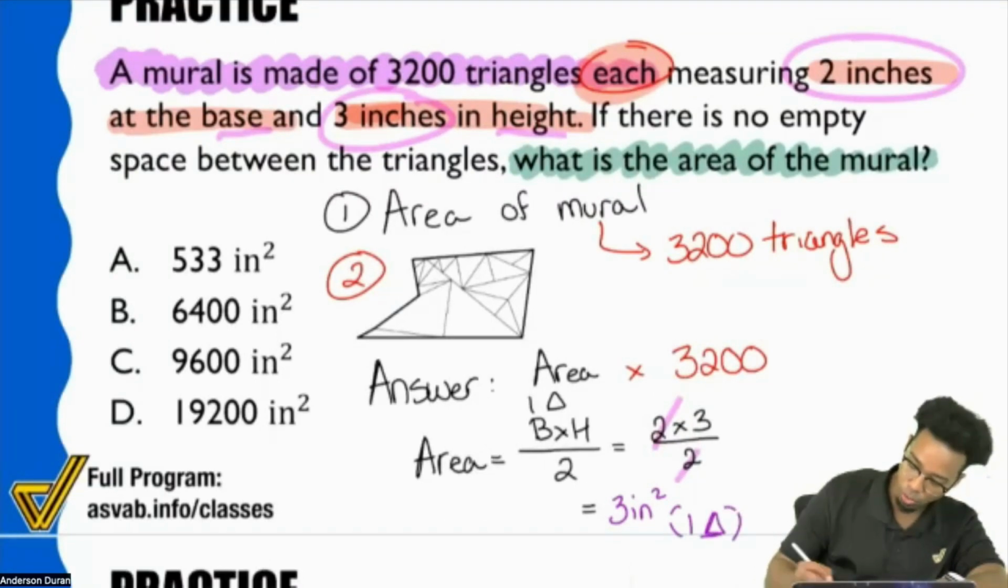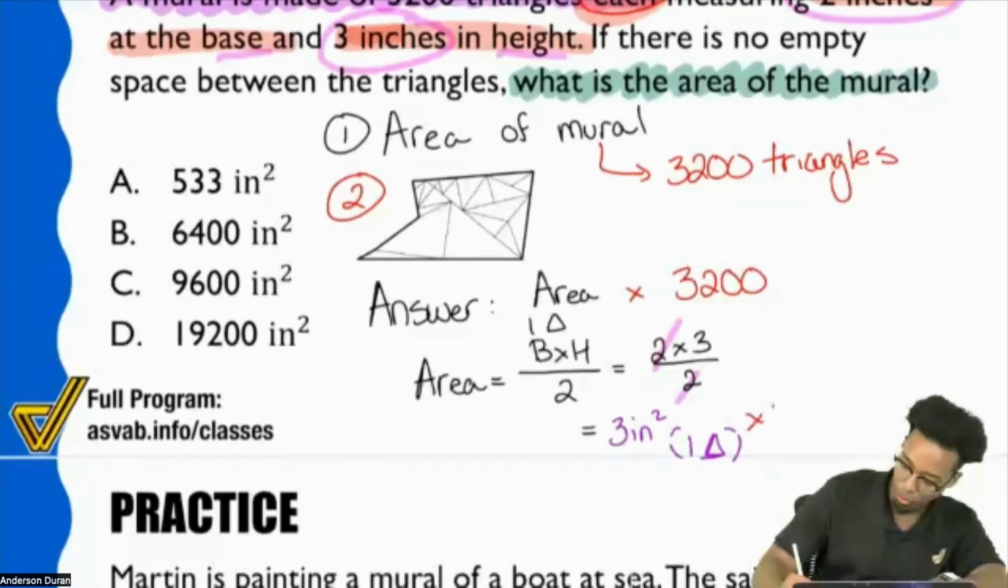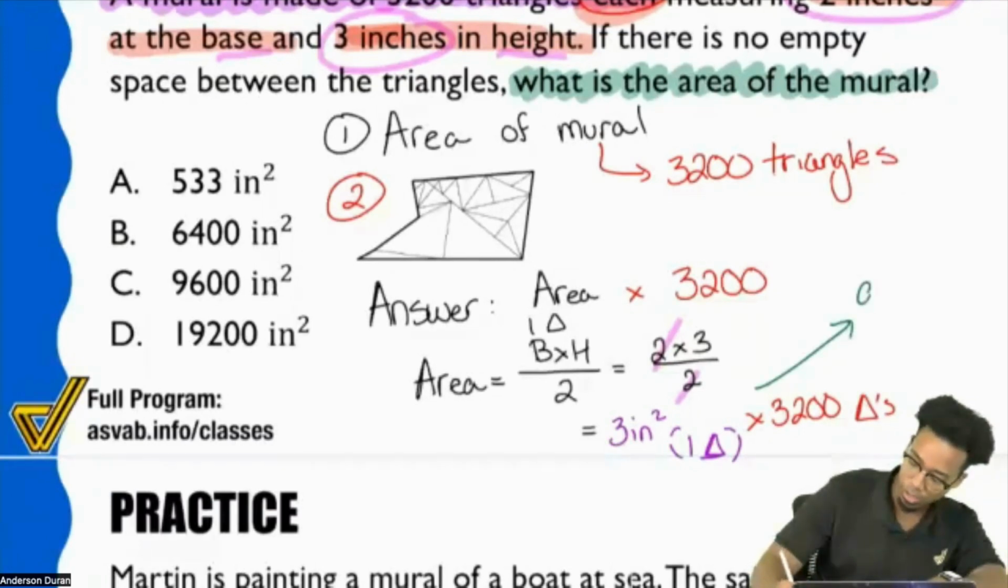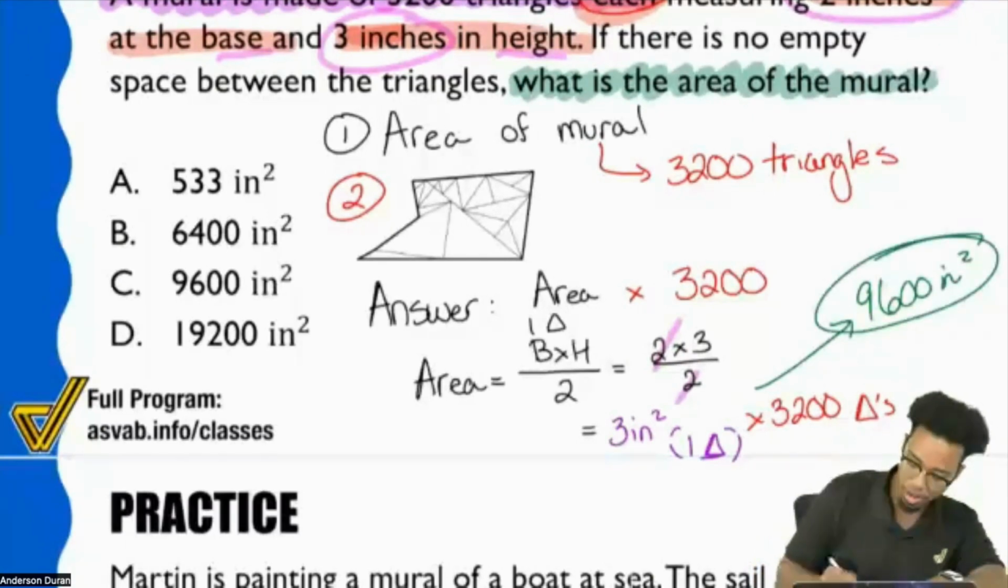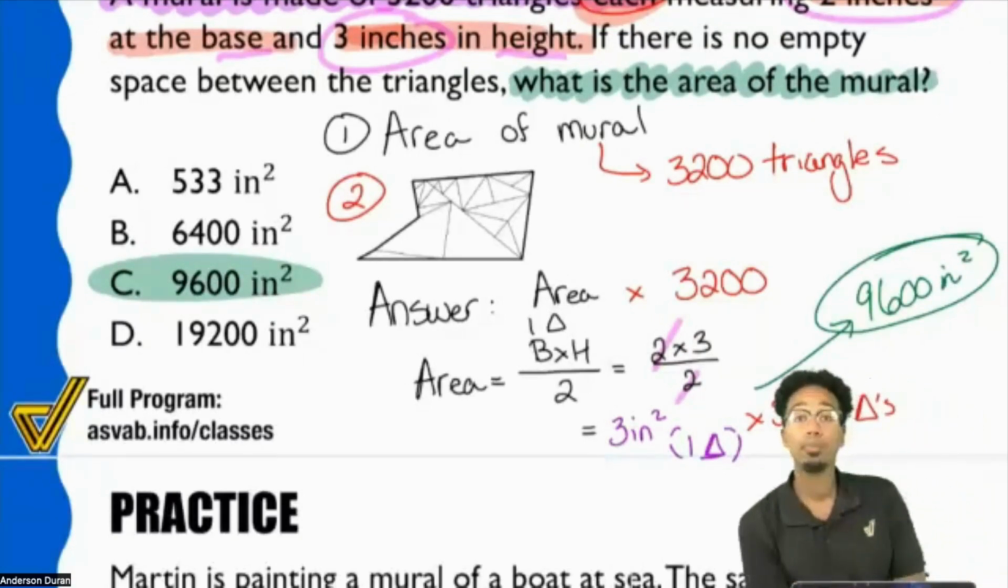And so what we do now is we are going to multiply that by 3,200. And so what we receive as the final answer is going to be 9,600. A total area of 9,600 square inches. And there we are. Boom.